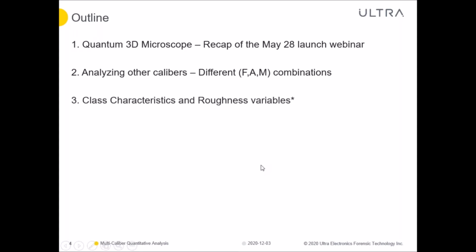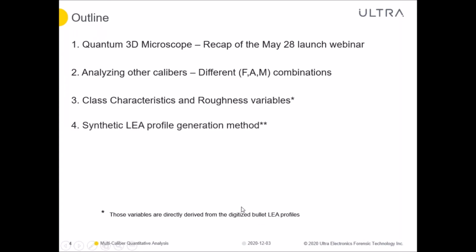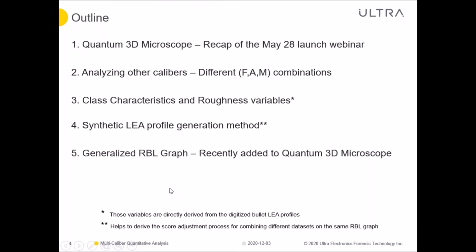We will study class characteristics and roughness variables, and those variables are derived directly from the 3D measurement, from the digitized bullet lead profiles. We will quickly explain our synthetic lead profile generation method that will help us to derive the score adjustment process, which is the core of this presentation, for combining different data sets on the same RBL graph. We will introduce the generalized RBL graph, and we'll finish with the conclusions.